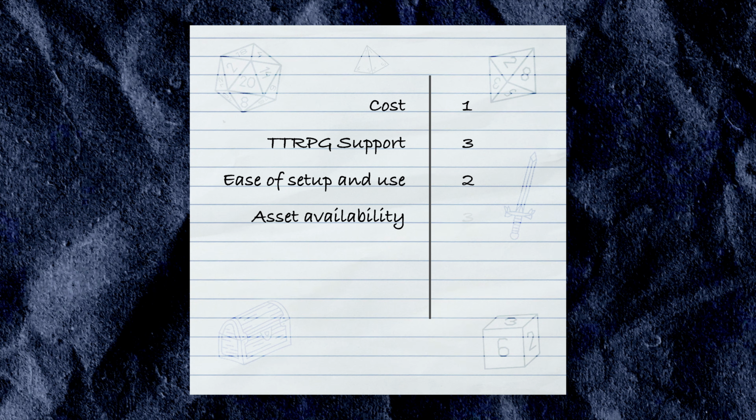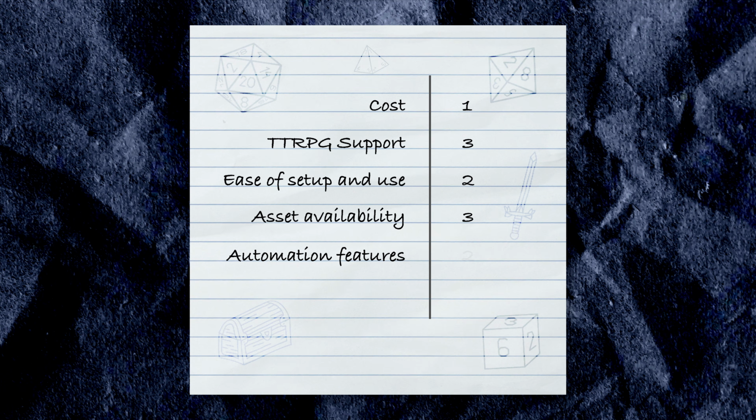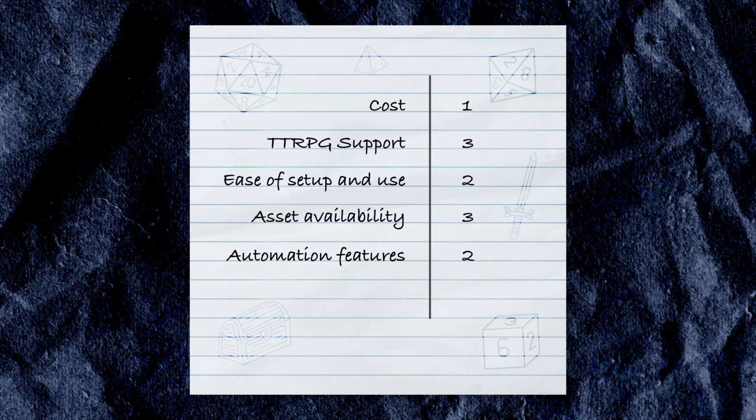Asset availability is a 3. 2D assets are easy to come by, and it comes with tokens and stat blocks for all the SRD monsters. If you want more, the marketplace has almost anything you could possibly want. Automation features are a 2. Although their macros can be used to automate a lot of character sheet options, it's not as seamless as other systems and requires you to write some script, which might be intimidating for some.